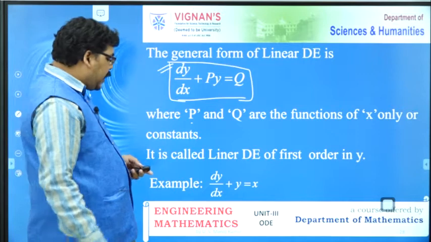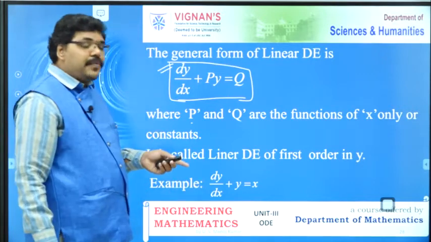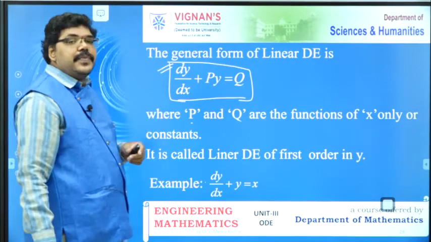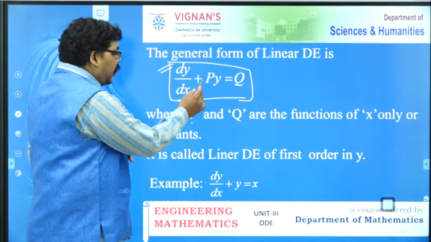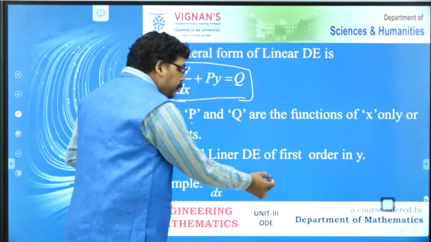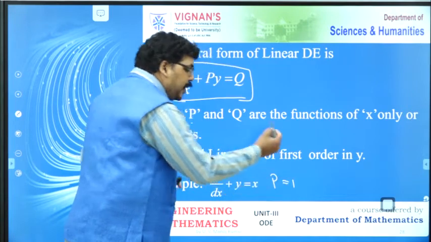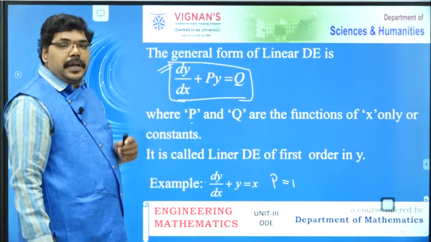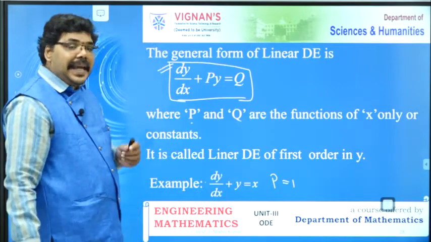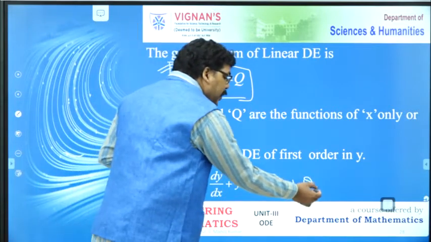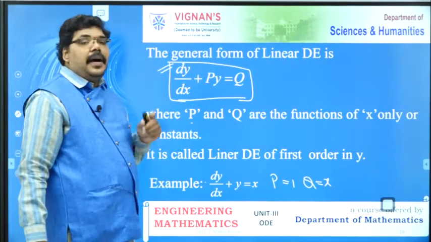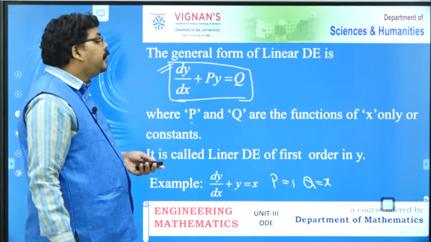See the example here: dy by dx plus y equals x. If you compare this with the standard form, what is the value of p? P value is 1, so p is constant here. What is the value of q? Q is the right hand side function. What is in the right hand side here? x. So q becomes x. So as I said, p and q are either constants or they can be functions of x.